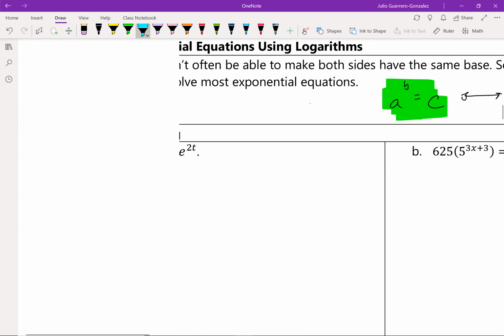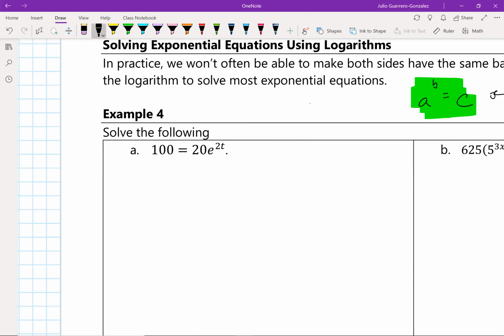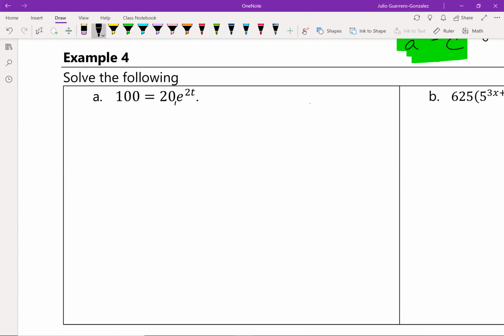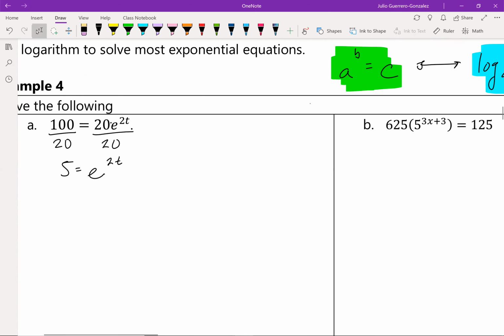Okay, so what do I mean by that? Let me do the first one so you guys can see what I'm doing. The key here is still to get that exponent thing by itself. There's a multiplication in between, so divide by 20, divide by 20. 100 divided by 20 is 5. Now we have this side right here, which means we can change it to the other one. That's exactly the trick that we're going to use.